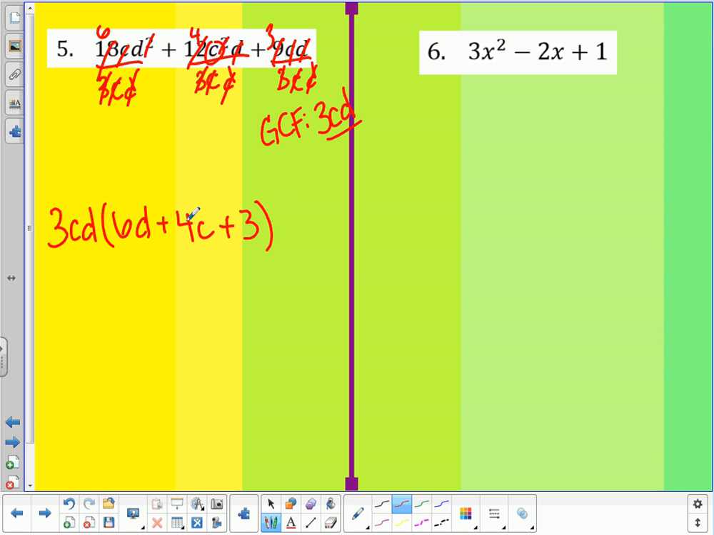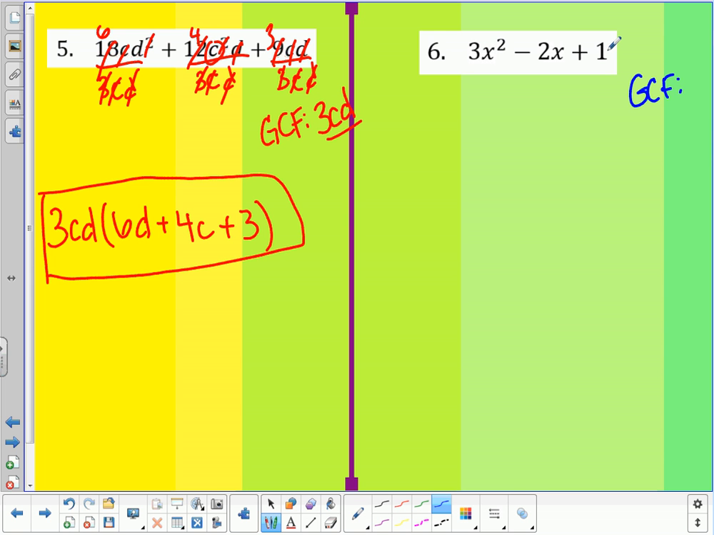Check the insides. 6, 4, and 3 don't have any like terms. That has a d, that has a c, that's a constant, no like variables. So that's it. Take a look at number 6. In number 6, 3x squared minus 2x plus 1. And I want to look for the GCF here. If I look at 3, 2, and 1, I don't have anything in common other than 1 there. So 1 is a GCF.